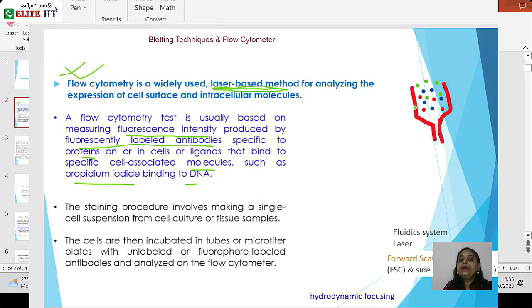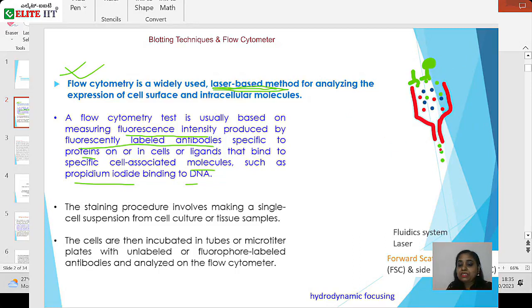Now you have to add antibody against this green one. As I told you, the antibody should be added, and that antibody is attached to a fluorescent compound, so it is labeled. Now you pass this sample through the fluidic system. What will happen? One by one droplet will come out. Single cells will come out, all one by one.